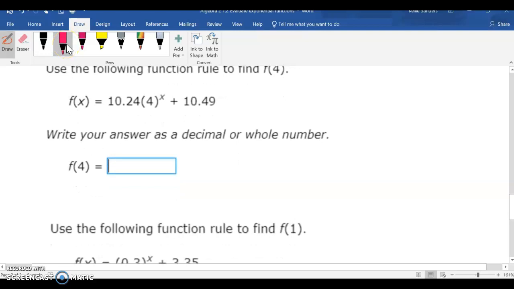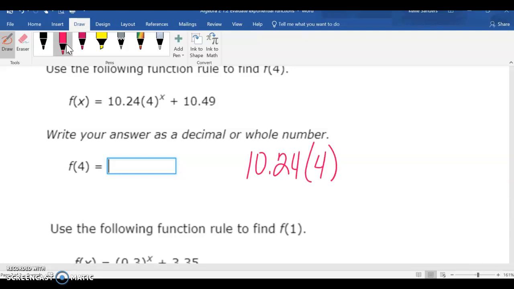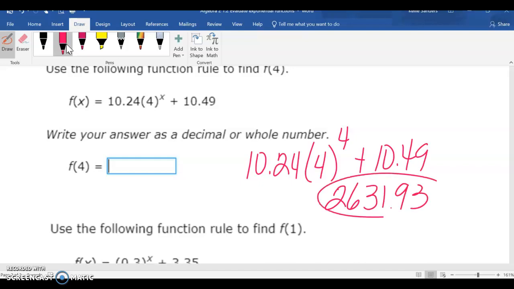Okay, and so now it's probably when I start using the calculator also. So we have 10.24, 4 to the 4th, plus 10.49. If you're using my calculators, you can plug it in just like that and get your answer. 10.24, parentheses 4, parentheses housetop 4, right arrow to push the exponent back down, plus 10.49. 2631.93.